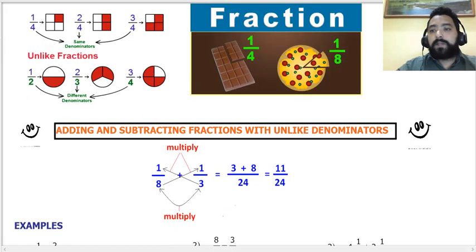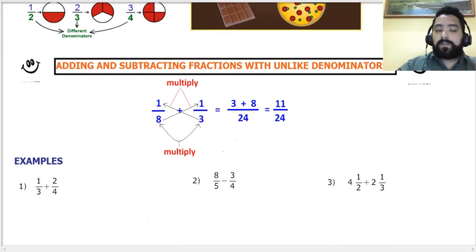Now I'm going to explain adding and subtracting fractions with unlike denominators. For this case, I'm going to use the happy face. And through the examples, you're going to understand what a happy face is. Remember the happy face for adding and subtracting fractions with unlike denominators. So what are we going to do? We're going to use cross multiplication and smile.